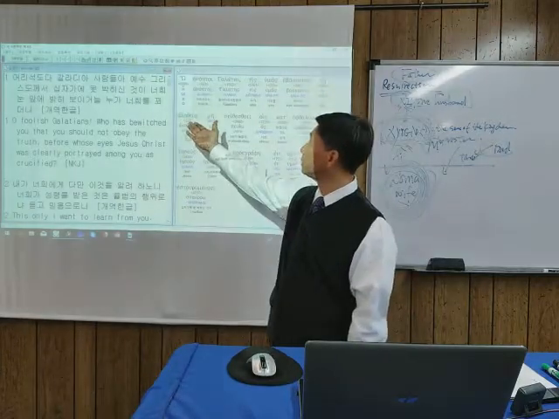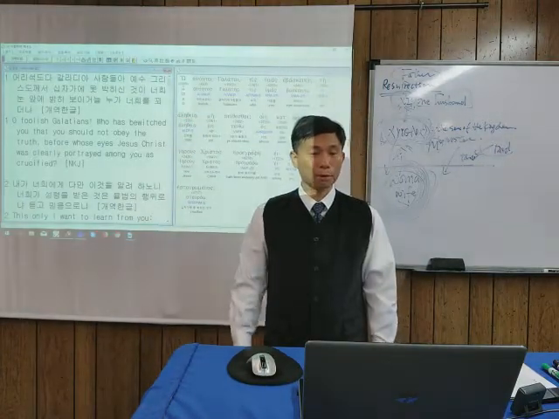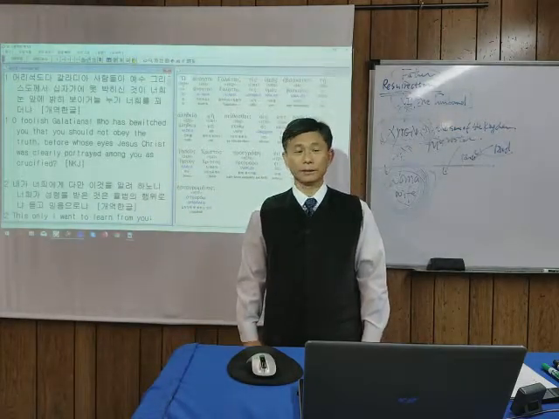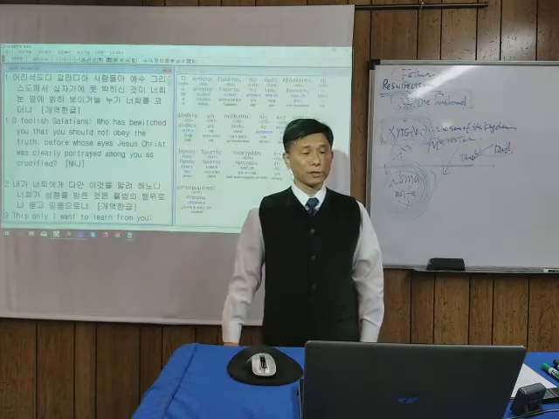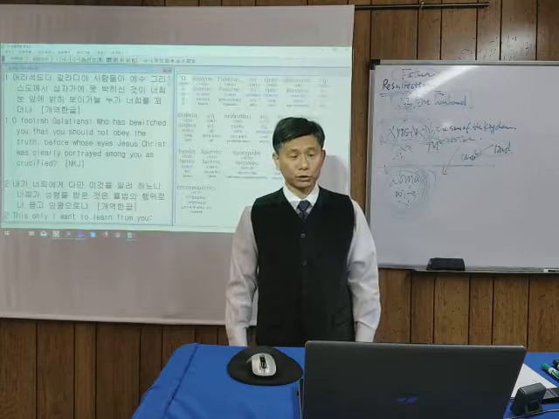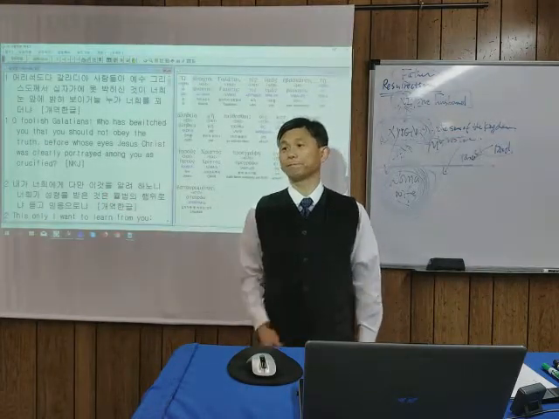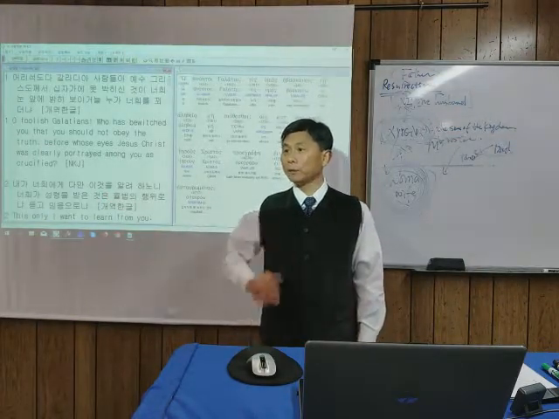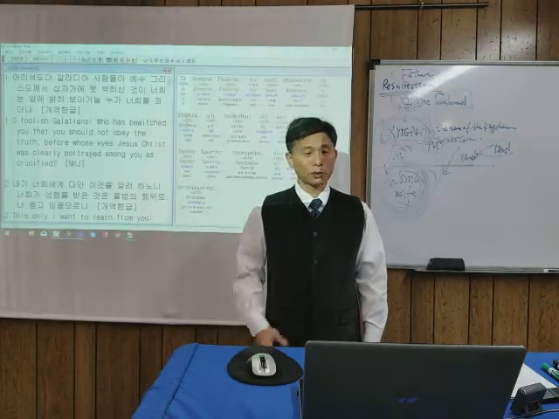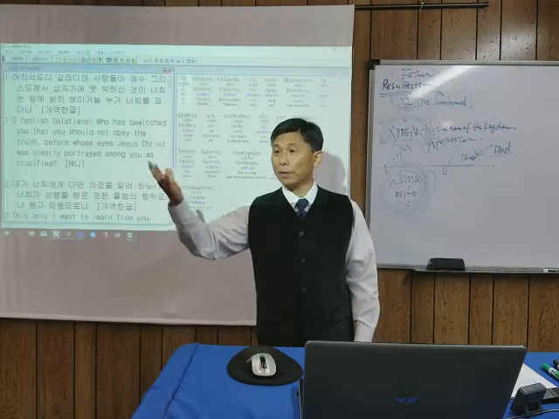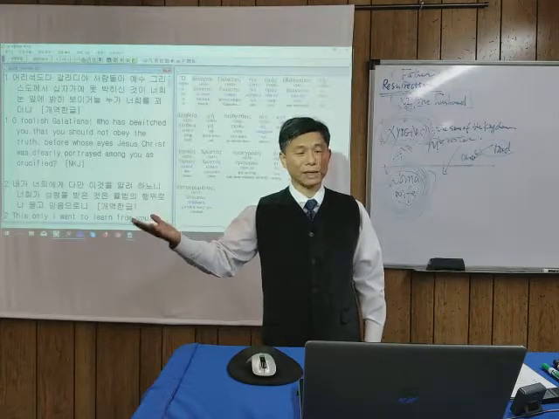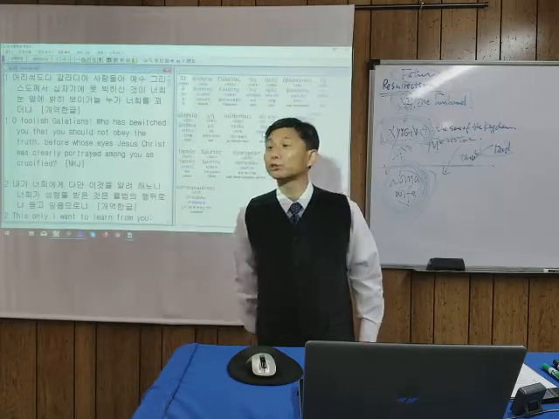Look at the next chapter, Galatians chapter 3, verse 1. Oh, foolish Galatians! Apostle Paul says that. After he finished 2:20, oh, foolish Galatians, who has bewitched you that you should not obey the truth? Because I told you everything already. The Bible is a spiritual book. The Bible is not a history book. So now I already let you know about that, but you should not obey the truth before whose eyes Jesus Christ was clearly portrayed among you as crucified.